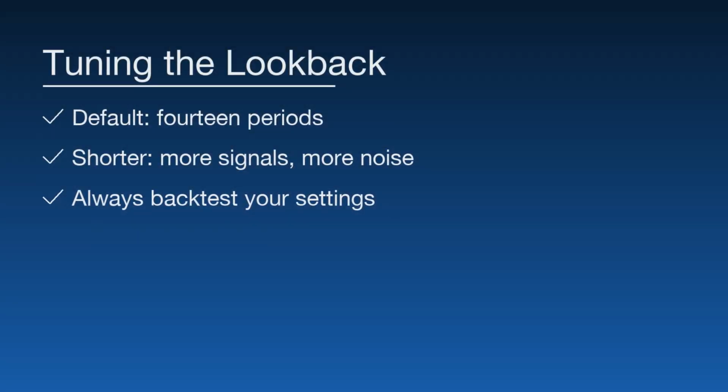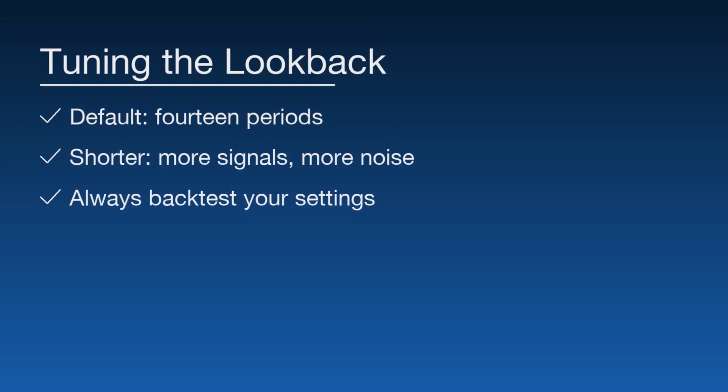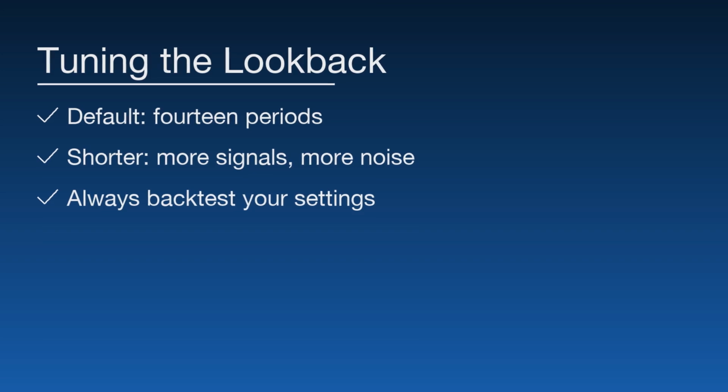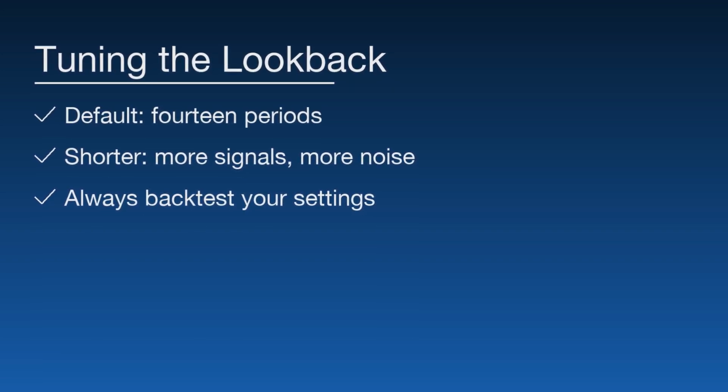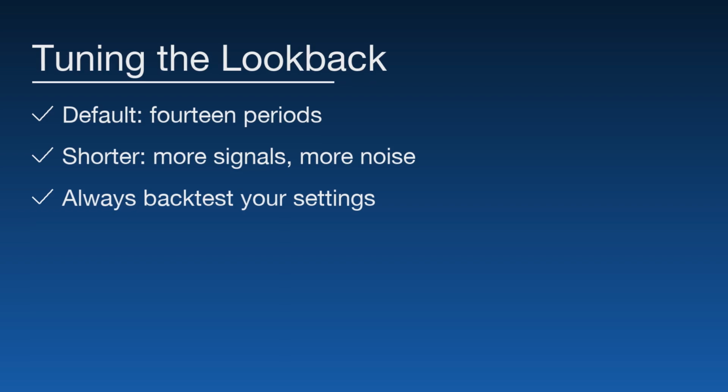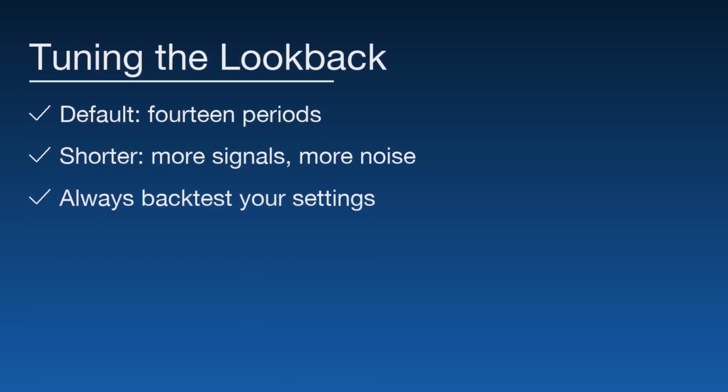The default is 14 periods, but match the lookback to your holding period. Day traders often drop to 7 or 9 for sharper reads on 5-minute charts. Swing traders may push to 21 or 28 to filter noise. Shorter lookbacks generate more signals and more whipsaws. Longer lookbacks lag but are cleaner. Backtest on your specific instrument and time frame before committing capital.